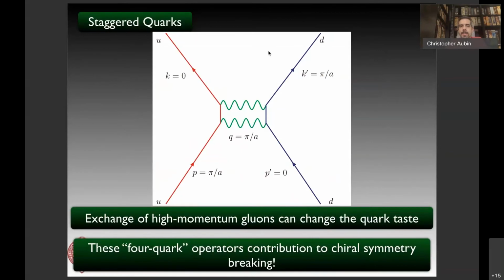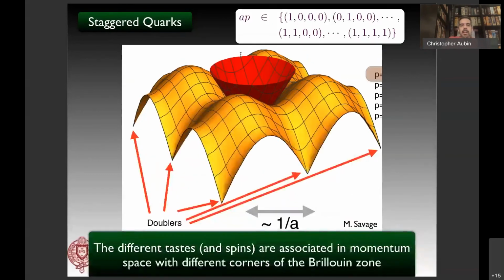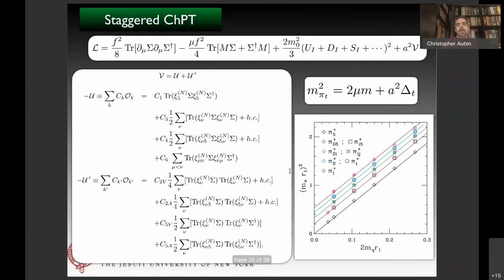And so these types of 4-quark operators actually contribute to chiral symmetry breaking, because now we actually are changing the tastes of these different quarks coming into the picture. Okay, so basically exchanging high momentum will take this red coned guy and bump him up, or her up, to one of these other corners. And so what do you get? Okay, now we're not going to go through all the derivation. That would be an entire lecture on its own.